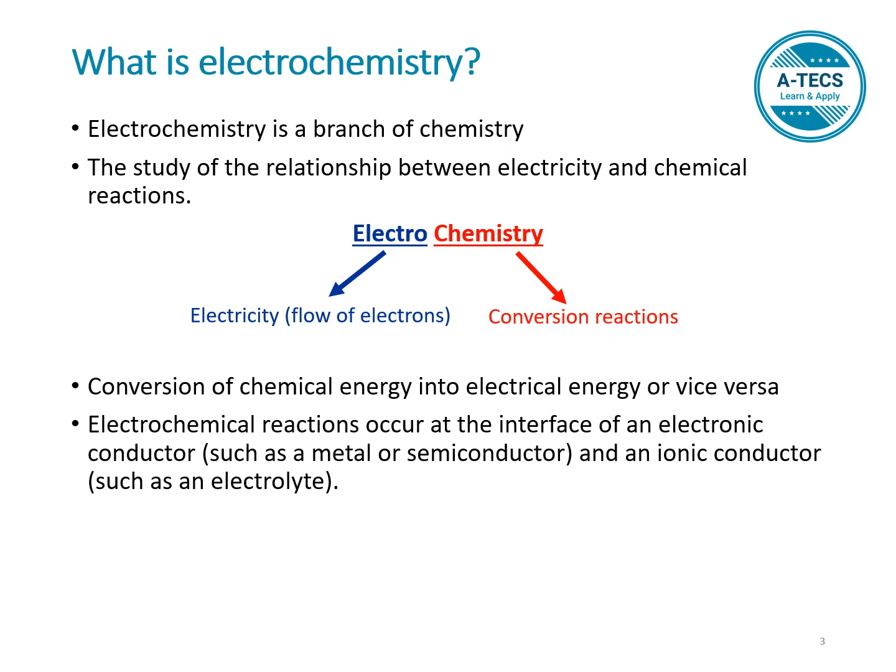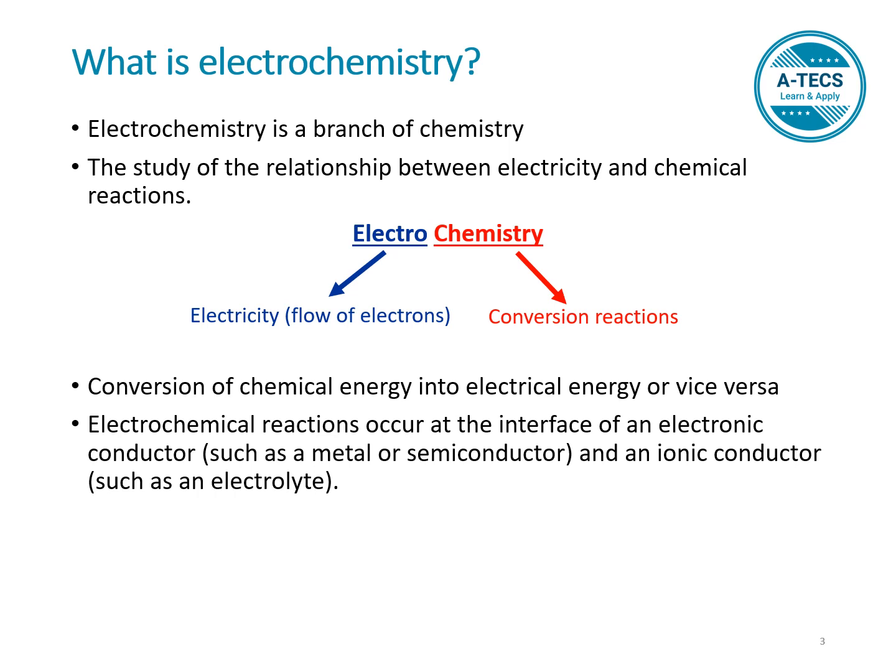As indicated by its name, it has two components, electro and chemistry. So conversion of chemical species to another species will generate electrical energy, right? Or electrical energy can be used to convert one type of chemical species into another type of chemical species. So in general, conversion of chemical energy into electrical energy or vice versa, this is another definition of electrochemistry.